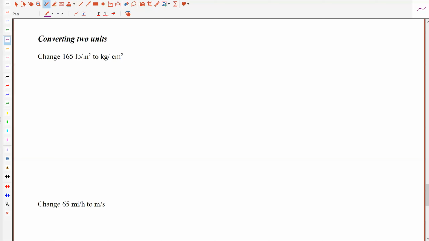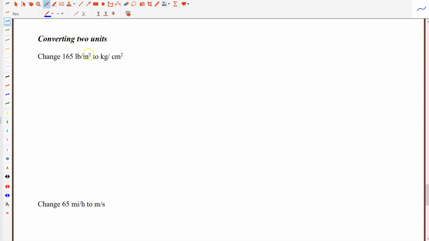How do we convert something where I have units both upstairs and downstairs? As an example, what if I want to change 165 pounds per square inch to instead being expressed in terms of kilograms per square centimeter? In those ones, we have units in both the numerator and the denominator.